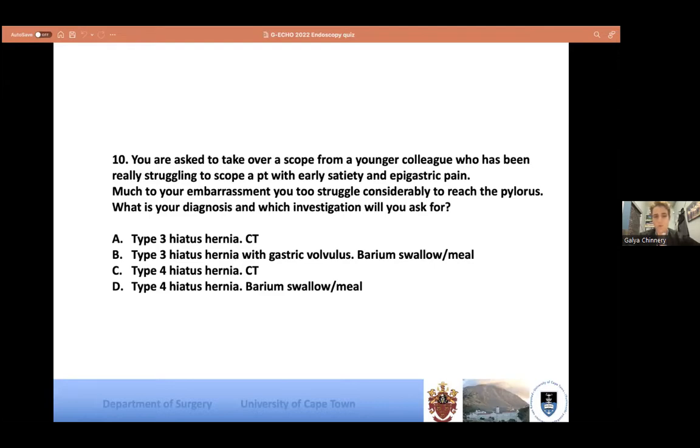It's much easier to appreciate, also to see the degree thereof, and very importantly, to determine where your OG junction is in relationship to your diaphragm, in that you do need to repair this probably, and it's pretty nice to know before that time whether you have a shortened esophagus or not. So I would go with B. I think it's definitely a type 3 hernia, at least, with a gastric volvulus, because you just couldn't get to the pylorus. And I would have gone with a barium as well. Good.